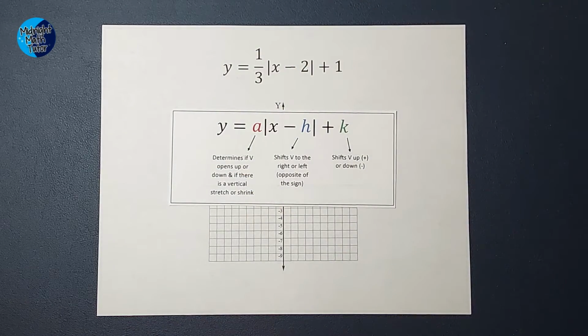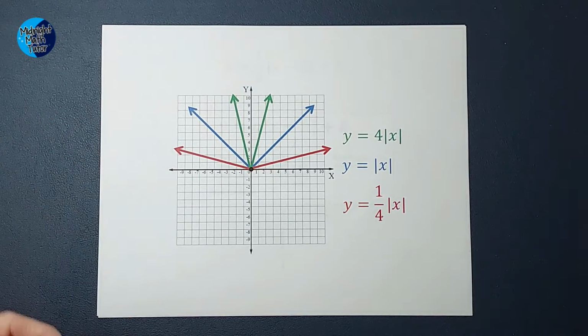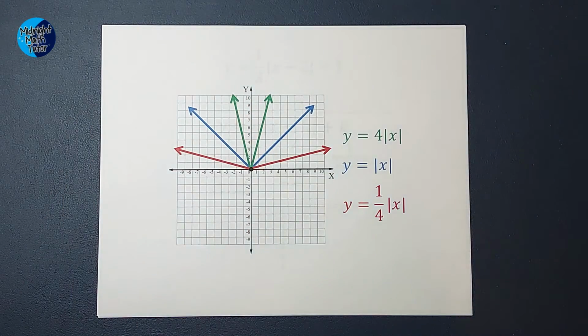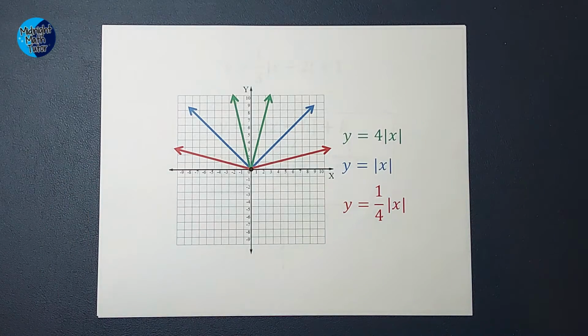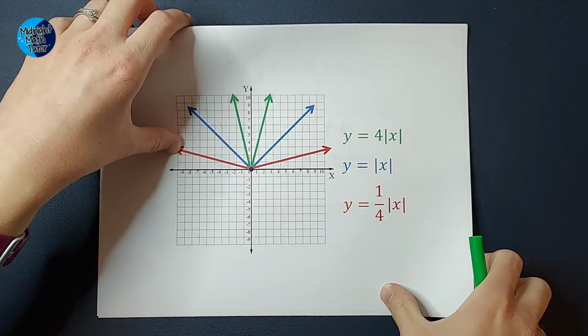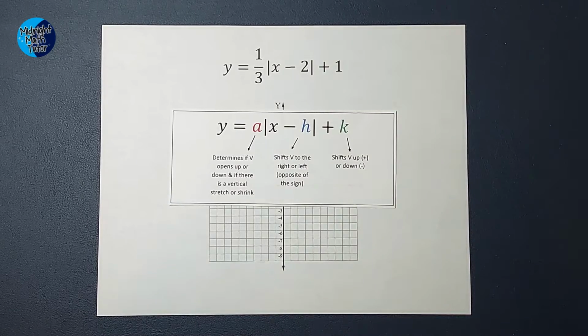And let me show you really fast what that kind of looks like. So those blue lines are the parent graph I just showed you. You can see the green has a number out front of 4, and you see how it's stretched and skinnier. The red one has a fraction out front, a 1/4, and you see how it's still a V. It's not looking as much like a V, but it is still one, right? And it is compressed, okay? So we can tell that ours is going to be compressed.